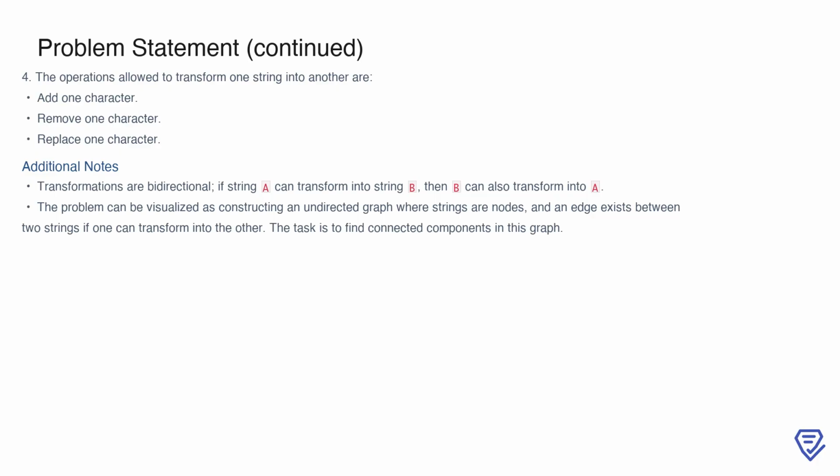You can add one character, remove one character, or replace one character with another. These operations are bidirectional, meaning if string A can transform into string B, then string B can also transform into string A. To solve this problem, you can think of the strings as nodes in an undirected graph. An edge exists between two nodes if one string can transform into the other using the allowed operations. The task then becomes finding all the connected components in this graph. Each connected component represents a group of strings, and the largest component determines the size of the largest group. This graph-based interpretation is key to addressing the problem efficiently given the constraints.